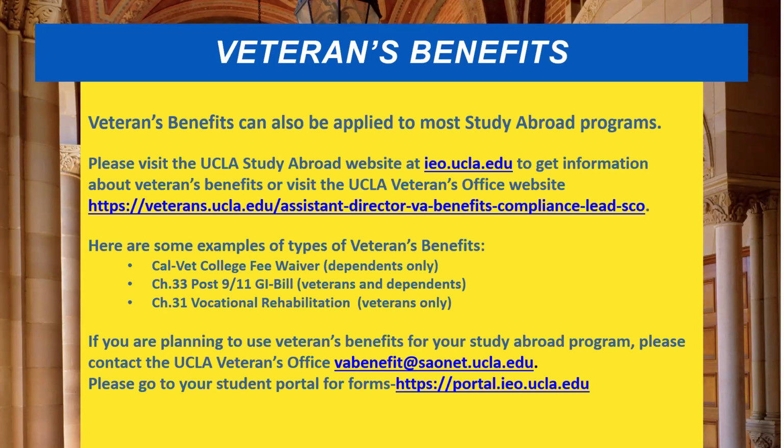Here are some examples of types of veteran benefits that you can use. The Calvet College Fee Waiver, that's only for dependents. Chapter 33 Post 9/11 GI Bill, that's both for veterans and dependents. Chapter 31 Vocational Rehabilitation, which is only for veterans.